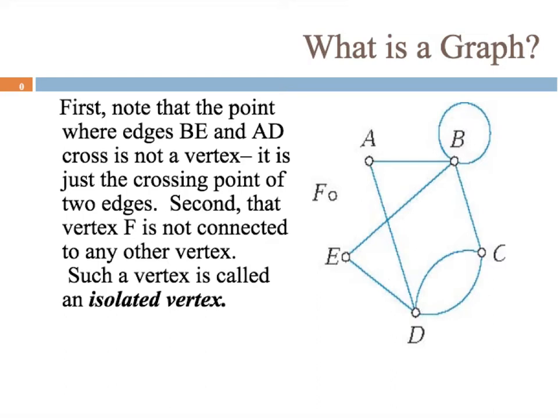First, note that the point where the edges BE and AD cross is not a vertex. It's like they're going on top of each other and not actually touching each other. Second, vertex F is not connected to any other vertex, so we're going to call vertex F an isolated vertex. If these were islands with bridges, and F is an island, there's no way to get over to island F.